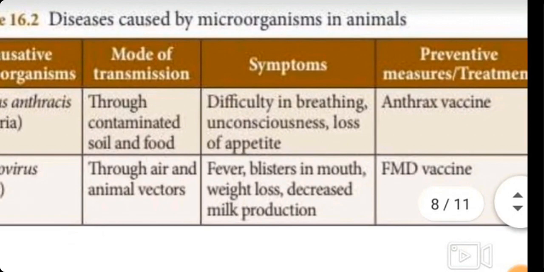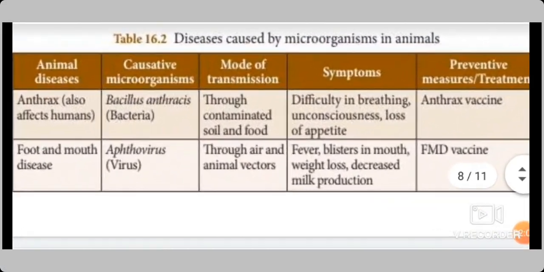Symptoms: fever, blisters in mouth. Blister means small bubble on the skin. No? That is blister. Weight loss, decreased milk production. These are the symptoms for this disease, foot and mouth disease. Then preventive measure, FMD vaccine. FMD vaccine means the disease name is foot and mouth disease, so foot and mouth disease vaccine. Okay. So these are the diseases caused by microorganisms in animals.